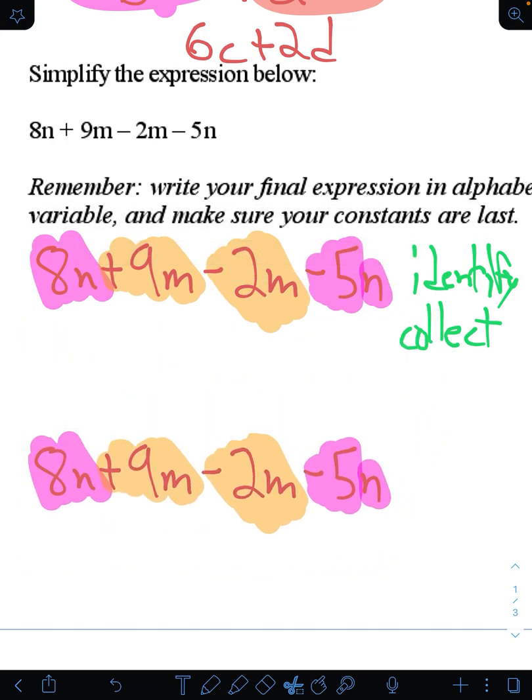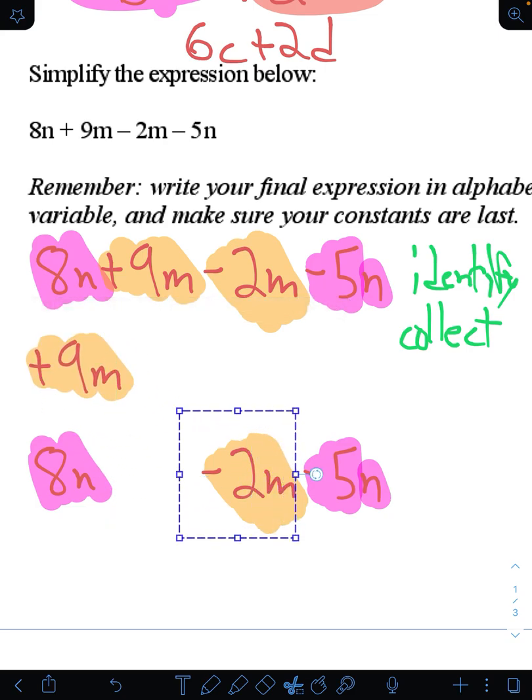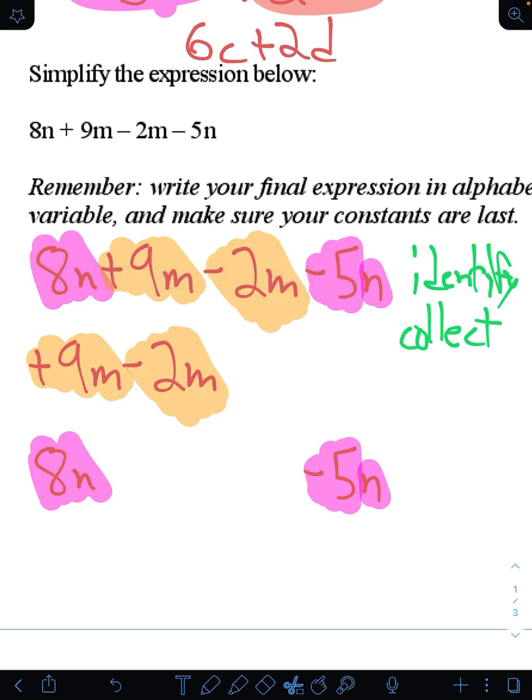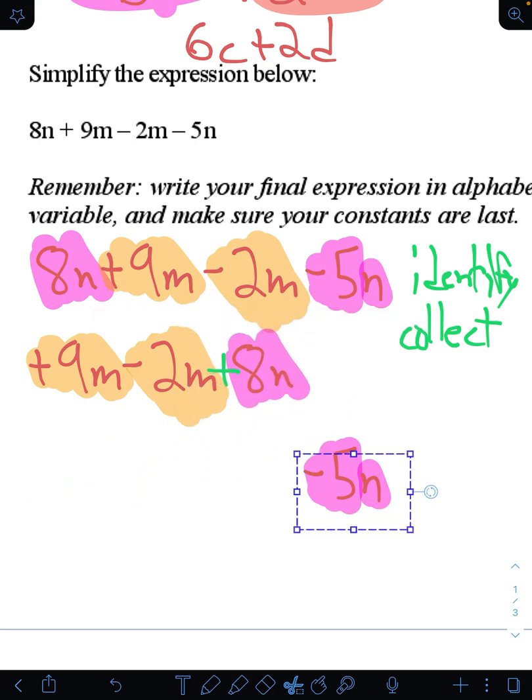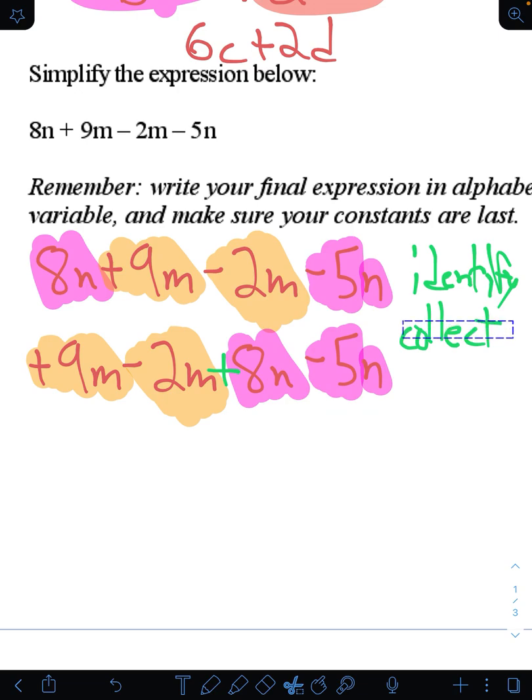So, A, B, C, D, E, F, G, H, I, J, K, L, M, N. So M goes first. We have a plus 9m and a minus 2m. Now we have an 8n and a minus 5n. What goes first? Why, the positive 8n. And there's no positive here, so we can just add 1, because we know that 8 is a positive number. Plus 8n minus 5n. And that is us collecting our like terms.